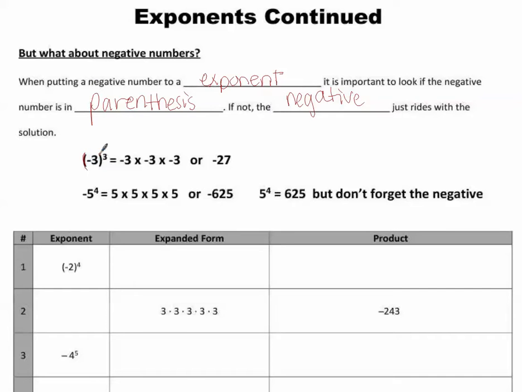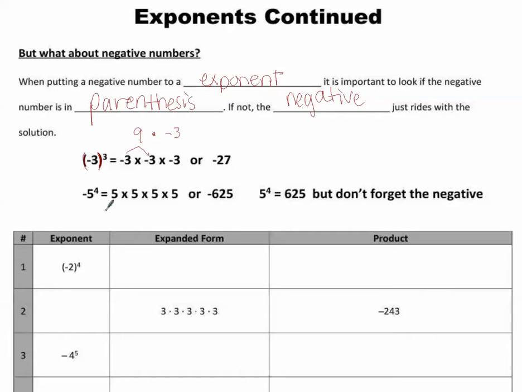Looking here below, negative 3 is within parentheses. So every time you multiply, you want to multiply everything within the parentheses. So negative 3 times negative 3 times negative 3. Negative 3 times negative 3 is a positive 9 times a negative 3 is a negative 27.